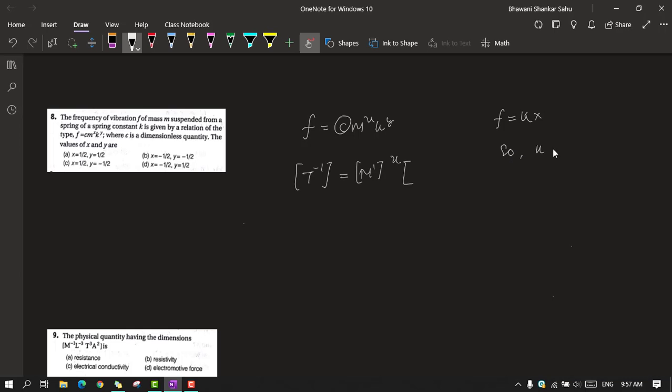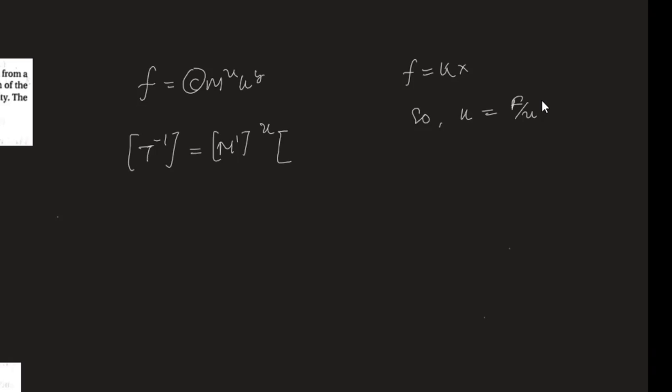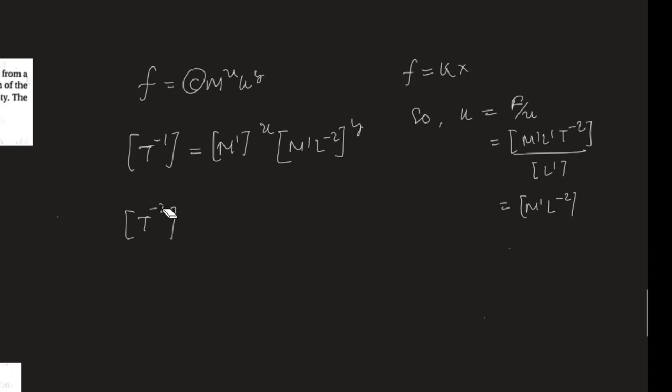So we can write k as f by x, and we know the dimension of f is m1 L1 t minus 2, and x is L1. So how much will you get here? We'll get m1 L t minus 2, so you can write m1 L t minus 2 to the power y. So from this we can see that t to the minus 1 is equal to m to the power x plus y, and L to the power minus 2y.